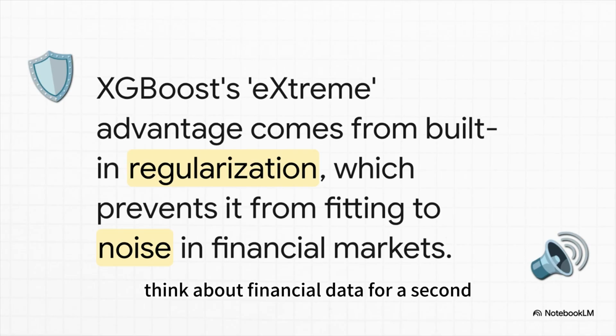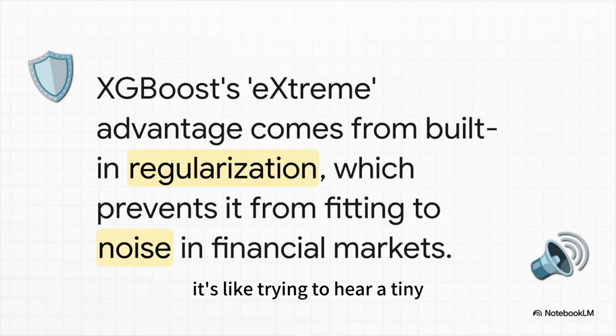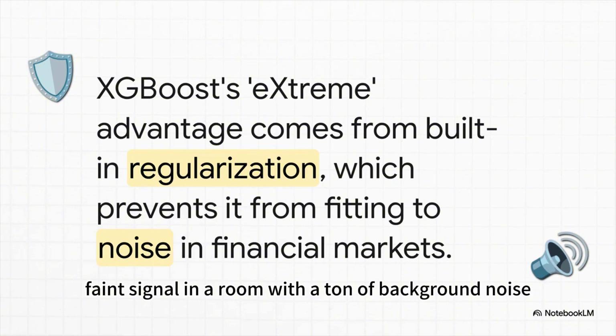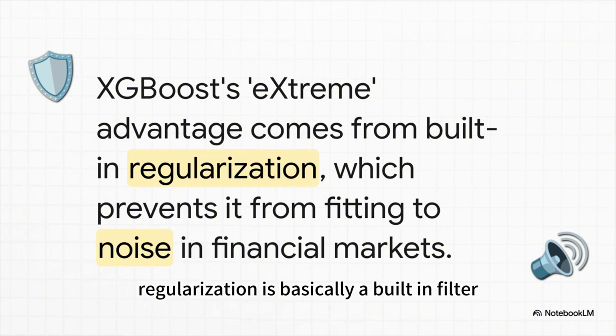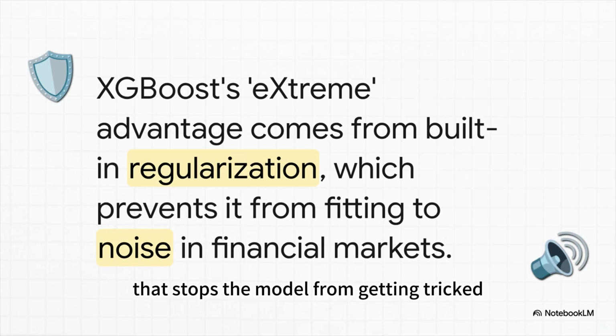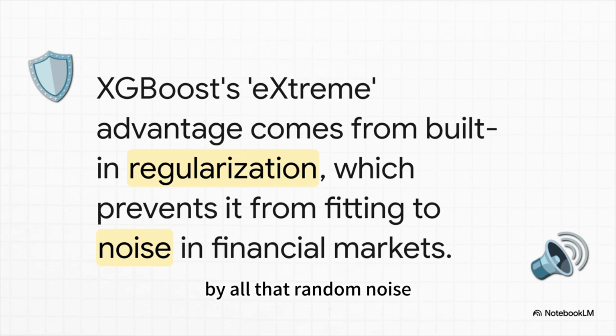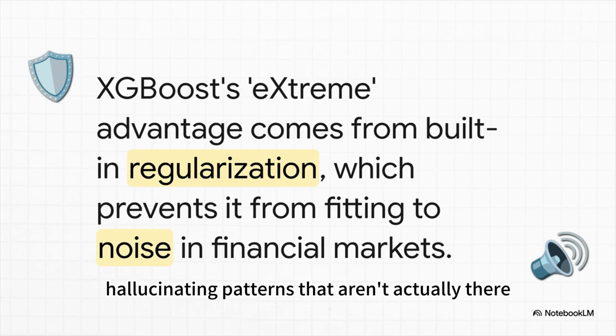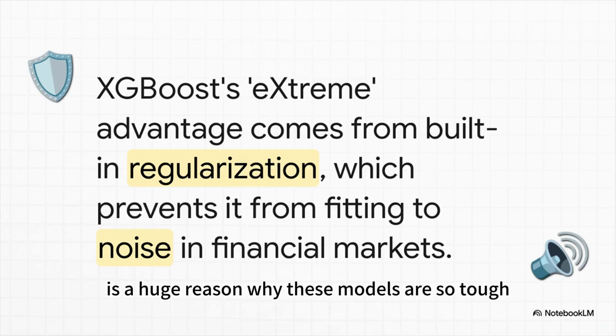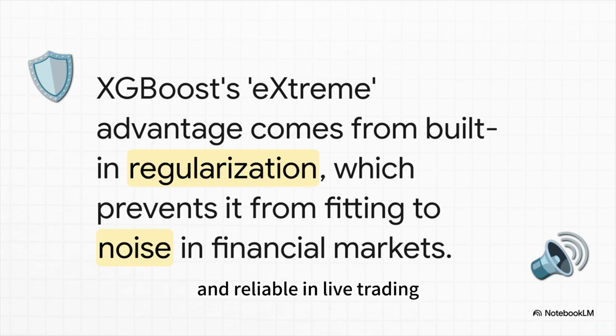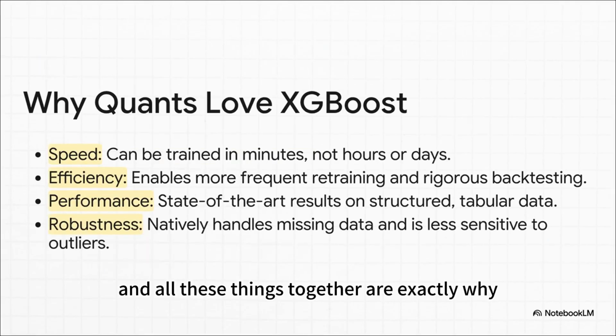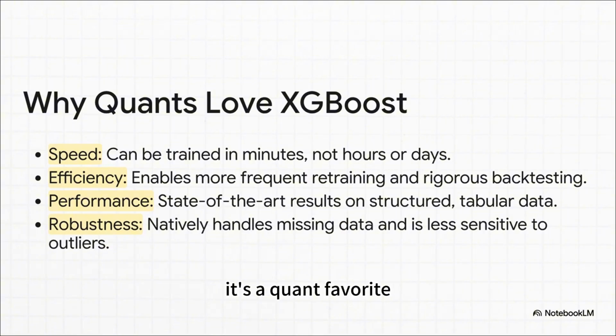Think about financial data for a second. It's like trying to hear a tiny, faint signal in a room with a ton of background noise. Regularization is basically a built-in filter that stops the model from getting tricked by all that random noise. It prevents it from hallucinating patterns that aren't actually there, which, as you can imagine, is a huge reason why these models are so tough and reliable in live trading. And all these things together are exactly why it's a quant favorite.